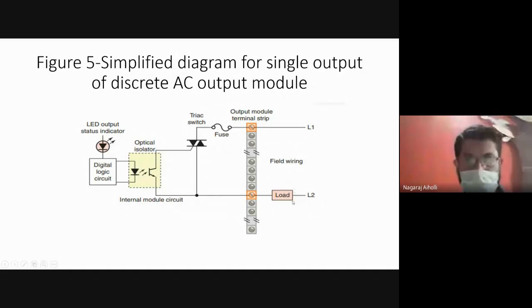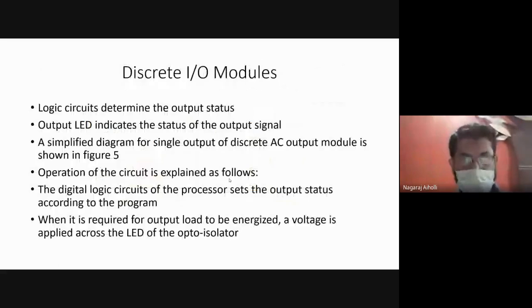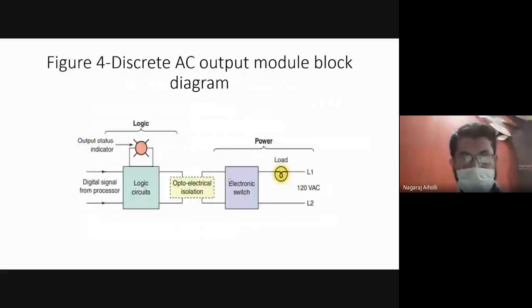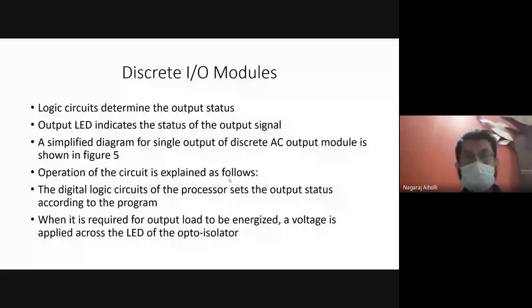So this is how the output module works. That is the output discrete AC module, functioning of the module. Any doubts here, students? Any questions in the working of this, here in this block diagram or in this simplified diagram? Any questions? Any doubts?